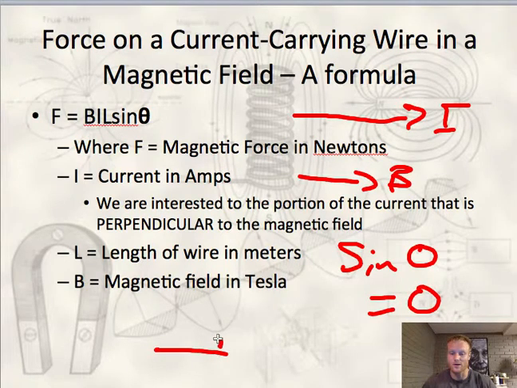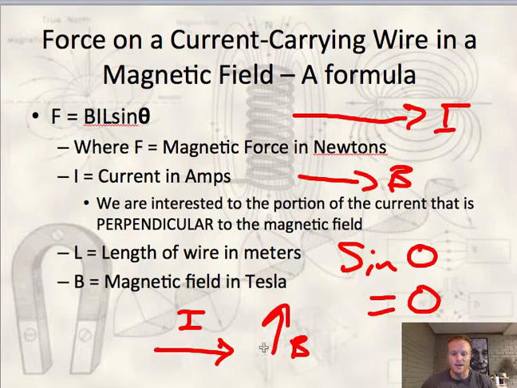So to show you a problem where you would have a force, here's I, and let's say the magnetic field was vertical, or from down to up. Here you would say, oh, these are perfectly perpendicular. What is the sine of 90 degrees? Well, that's 1. Okay, so you would be experiencing the whole force.